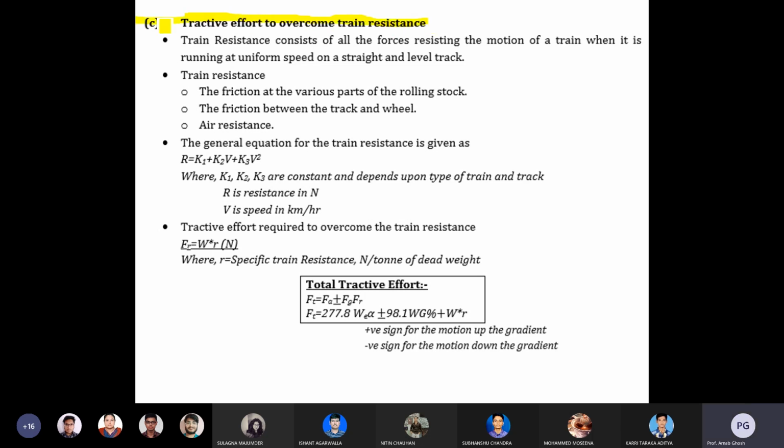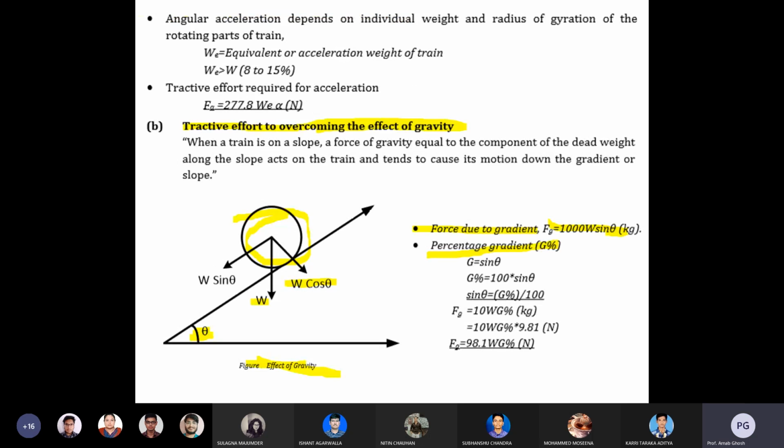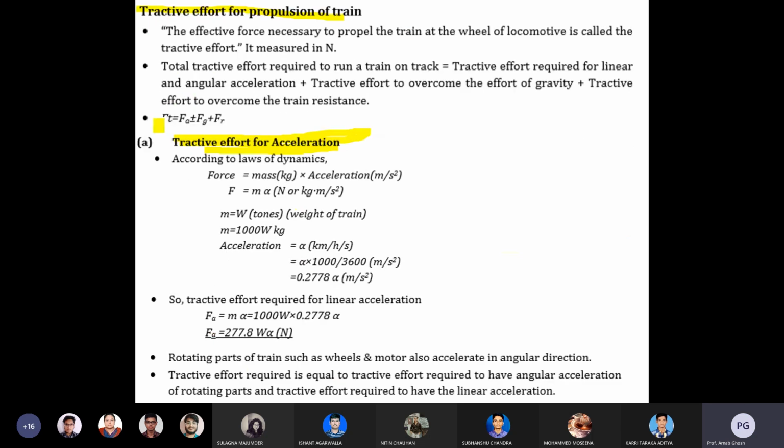Okay, so three conditions are there. First condition is the tractive effort for acceleration. When the train is going to start, you are talking about propulsion, the effect of the force necessary to propel the train at the wheel of the locomotive, called the tractive effort.